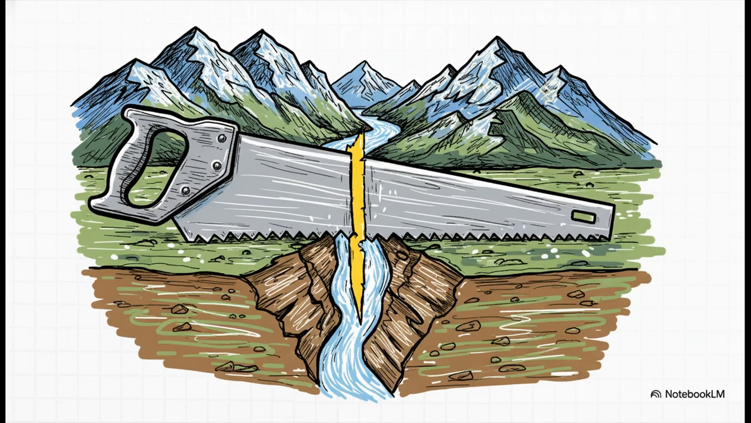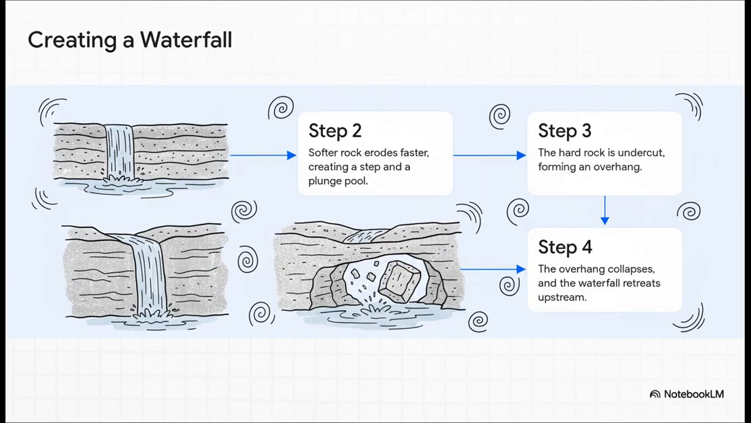That steep slope gives the water so much power that it focuses all those tools we just talked about downwards, like a powerful saw cutting deep into the earth. This relentless downward cutting is what creates those classic steep, V-shaped valleys you see up in the mountains. And one of the most spectacular things you'll find here is a waterfall.